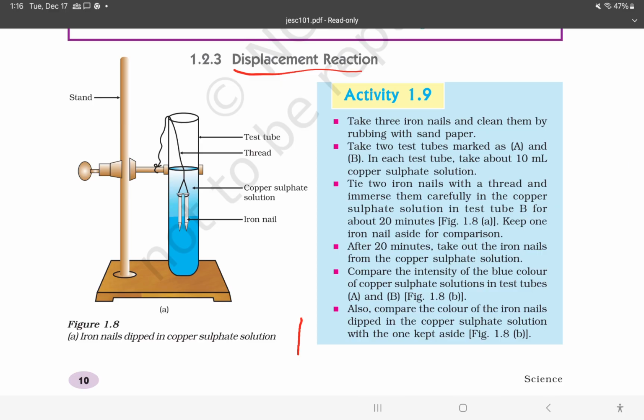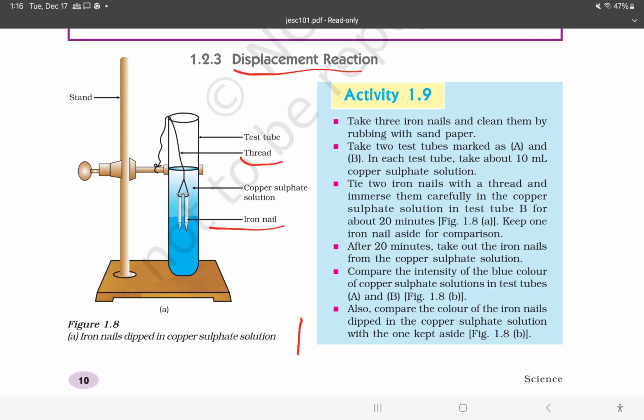To observe this displacement reaction, here one activity is given. What we are doing is we are keeping iron nails dipped in copper sulfate solution. So we took a test tube, right, and that is fixed to the stand, and we kept copper sulfate solution in the tube, and we dipped 2 iron nails in the test tube using a thread. So what is happening in this reaction that we have to observe.